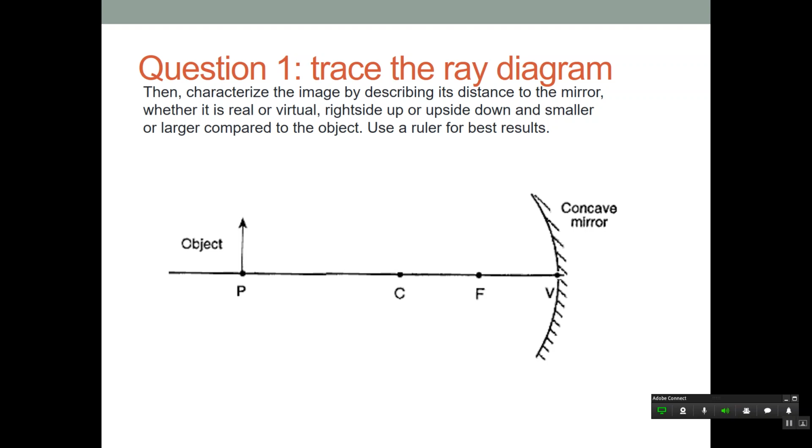So here we go. There is a ray parallel to the principal axis and through the focal point. If you have a ruler, this is perfect.